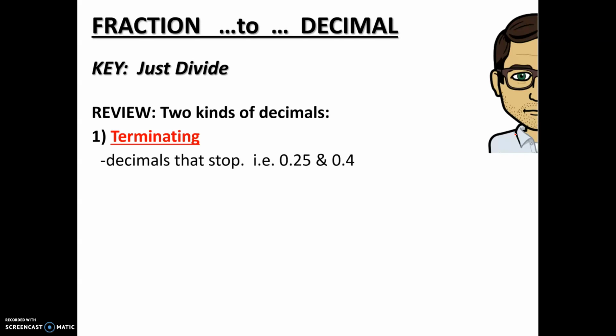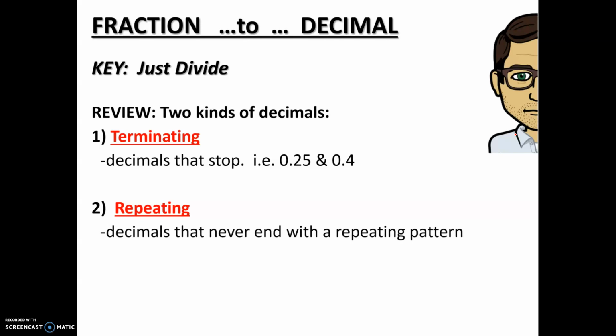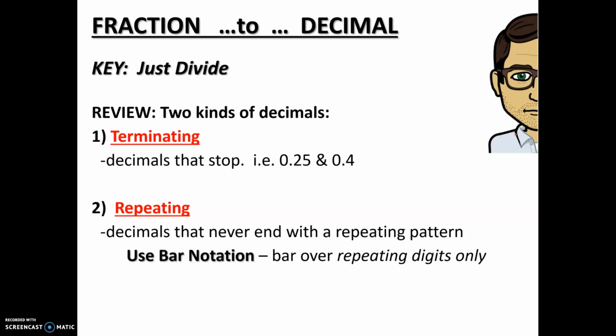So 0.25, 25 hundredths, 4/10. Those are decimals that stop. The other kind of decimals are repeating decimals, and those are decimals that never end with a repeating pattern. Don't forget to use bar notation over the repeating digits only. So a good example of a repeating decimal is like 2/3, right? So that's going to be 0.6 repeating. Notice the bar is only over the repeating portion.